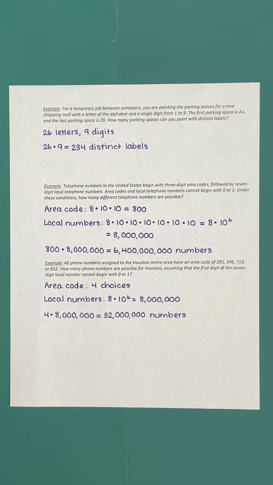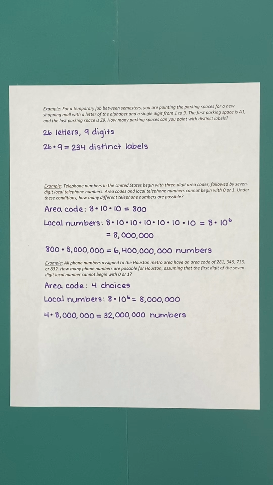Step 2, choose the local number, which is 7 digits. So the area code is 3 digits, the local number is going to be 7 digits. What we want to know is within each of those choices, how do we choose all the different digits? So in total, we're talking about 10 digits. Now we have some limitations.